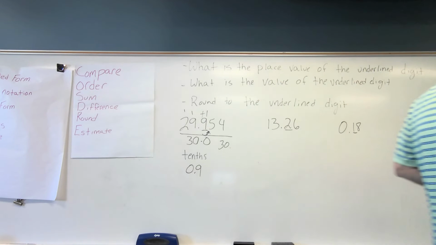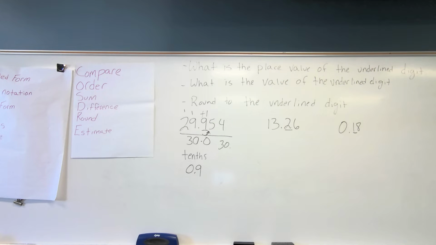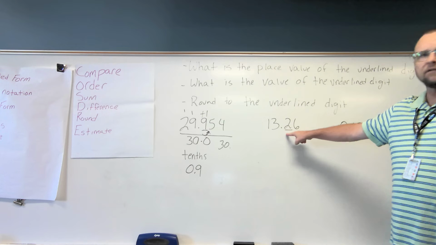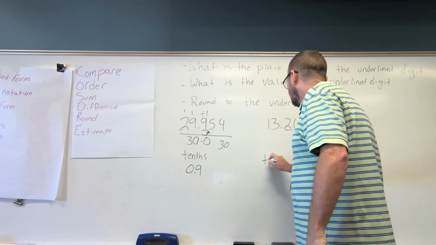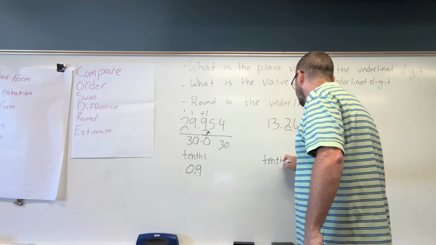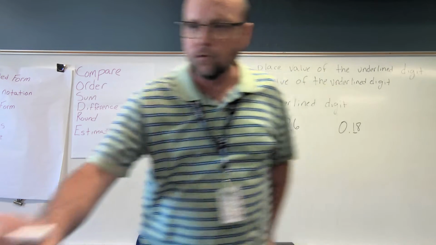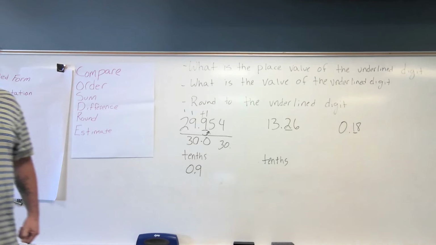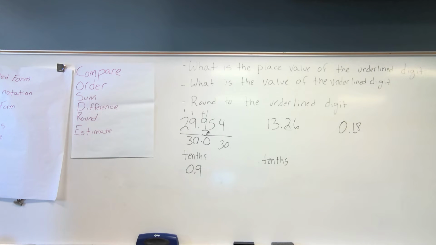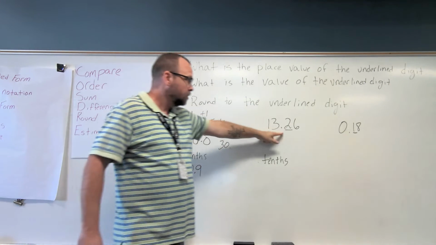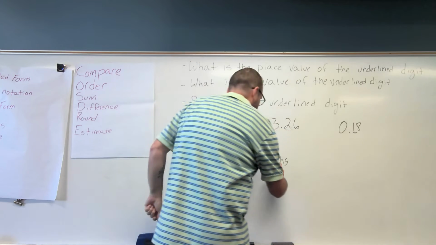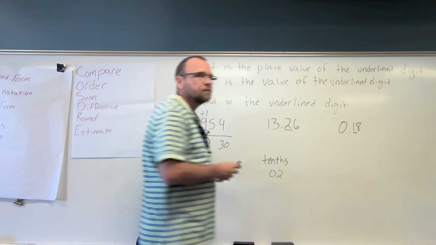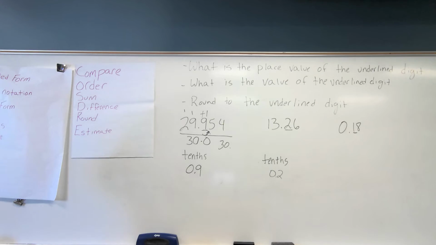Maddie, what is the place value of the 2? 2 tenths. It's in the tenths place. The place value is in the tenths place. The value of the number, Emma, is what? Not 20. 2 what? Well, place value is tenths. So then I'd write it as 2/10. The value is 2/10.